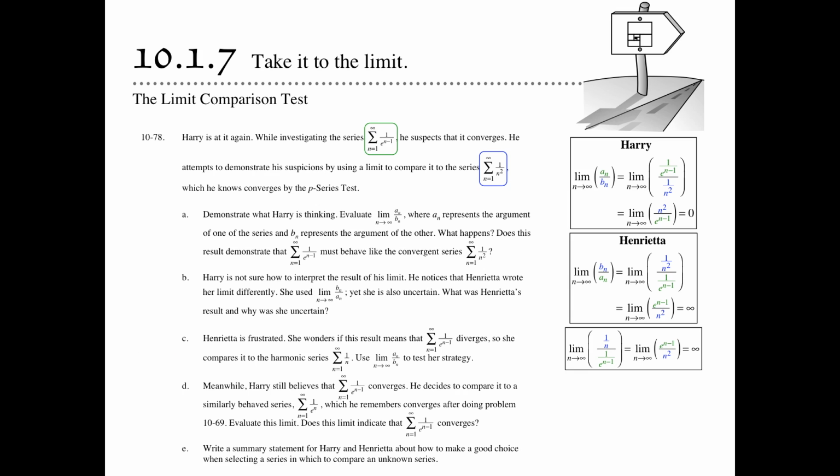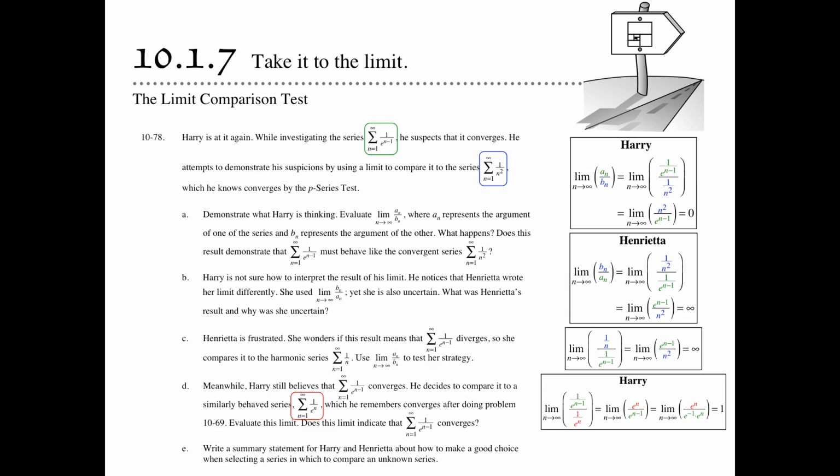Alas, Harry saves the day by comparing the infinite series to 1 over e to the n, which looks a lot more like the series in question, and he knows it converges. Happily, that limit yields a non-zero finite result.